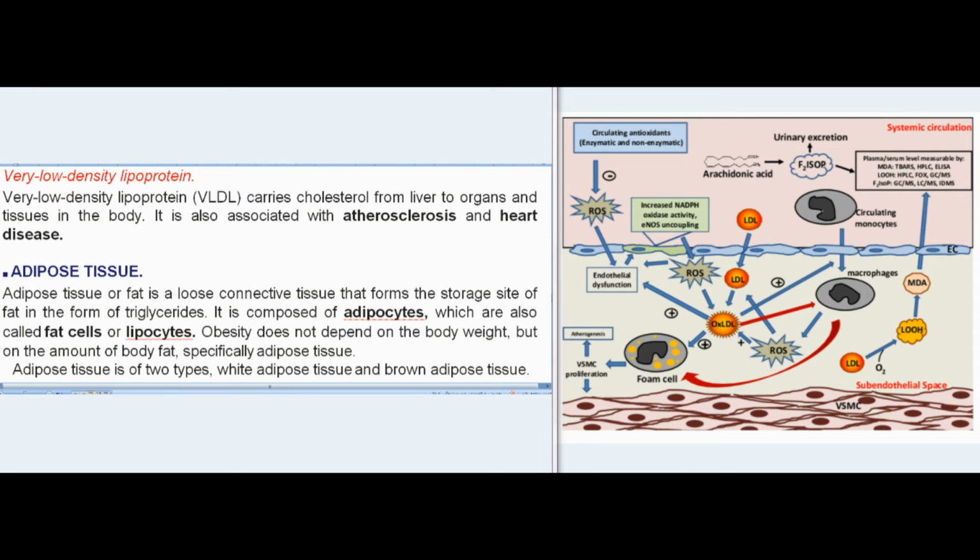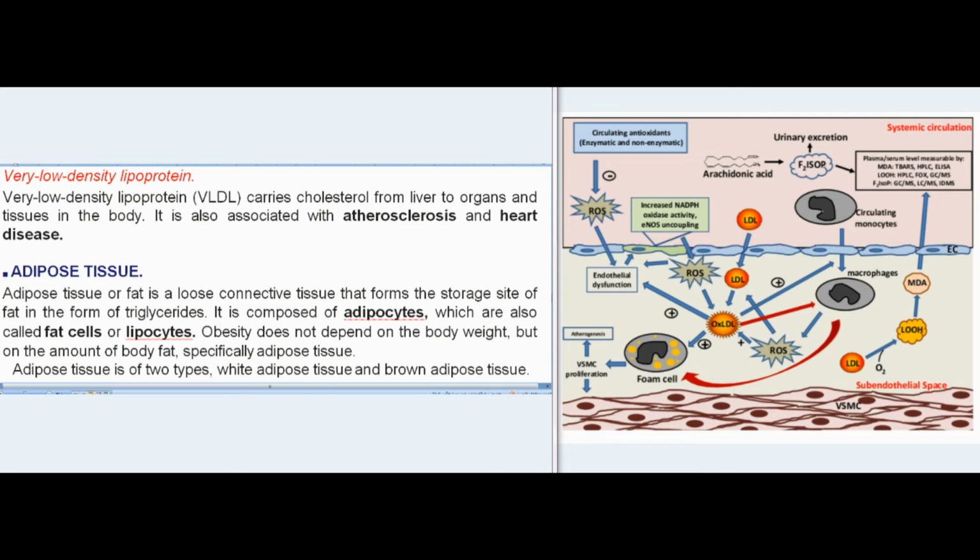Very low density lipoprotein. Very low density lipoprotein, VLDL, carries cholesterol from liver to organs and tissues in the body. It is also associated with atherosclerosis and heart disease. Adipose tissue. Adipose tissue or fat is a loose connective tissue that forms the storage site of fat in the form of triglycerides. It is composed of adipocytes, which are also called fat cells or lipocytes.